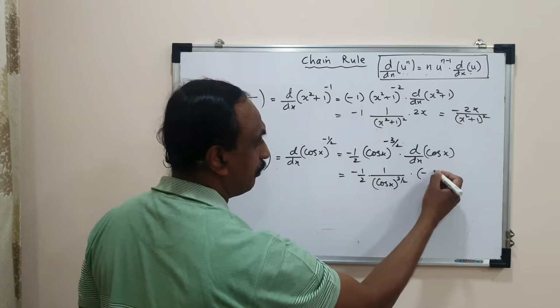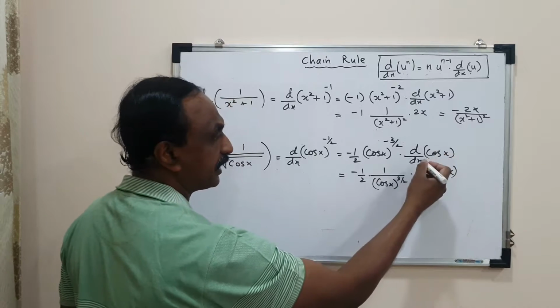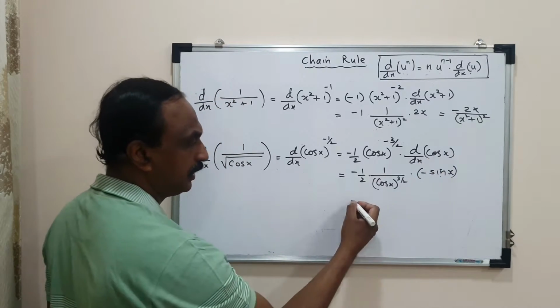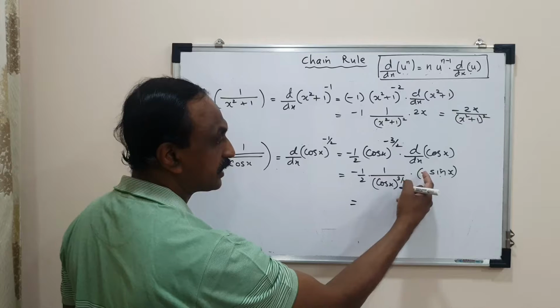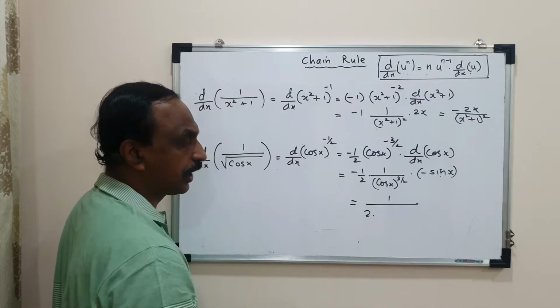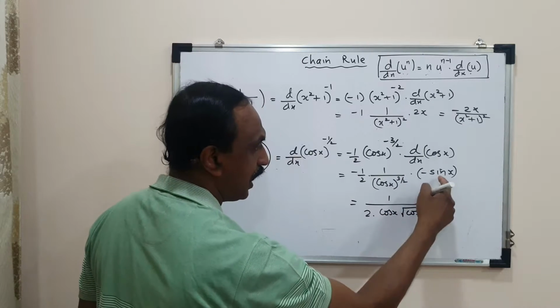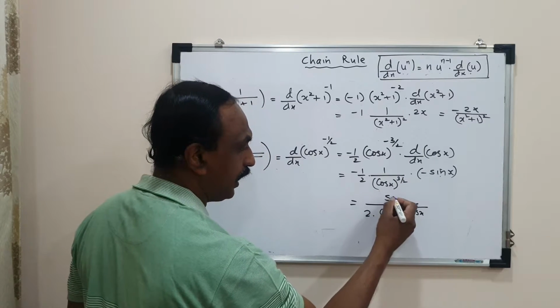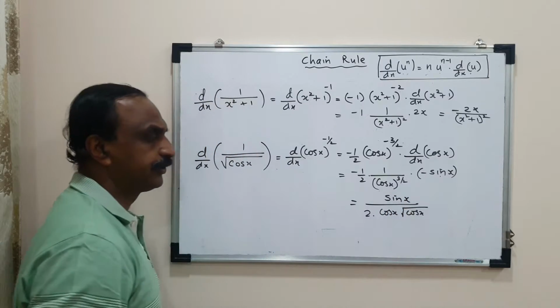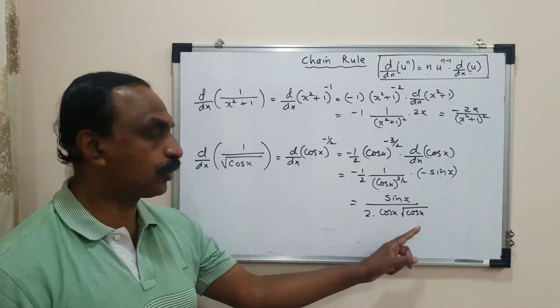Derivative of cos x is minus sin x. The formula for derivative of cos x is minus sin x, direct formula. So I can write now this minus and this minus will become plus, 1 upon 2 into cos x raised to 3 by 2, which is cos x root cos x. And this sin x I can combine with 1 and write as sin x. So your answer is sin x upon 2 cos x into root cos x.